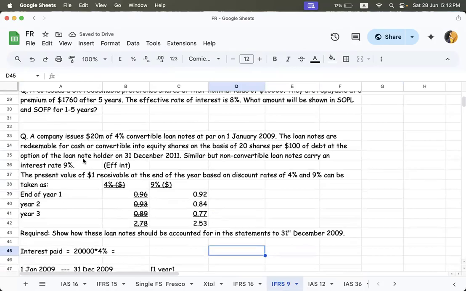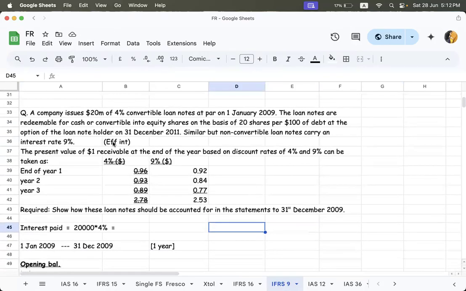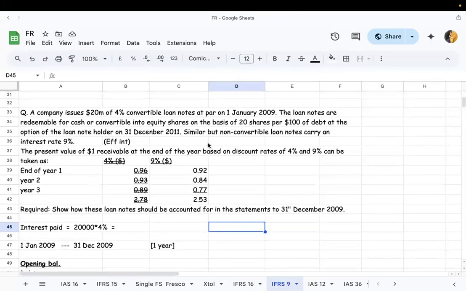A company issues 20 million of 4% loan notes at par on 1st January 2009. The loan notes are redeemable for cash or convertible into equity shares on the basis of 20 shares per 100 of debt, at the option of the loan note holder on 31st December 2011.